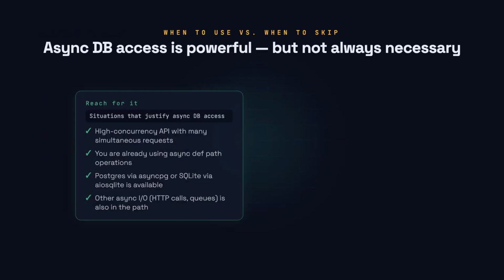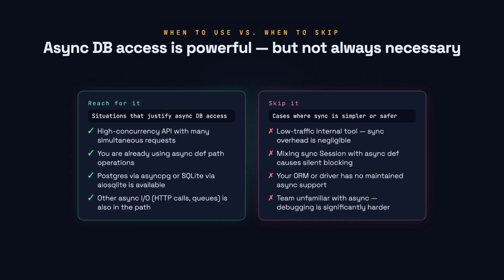Reach for async database access when your API expects real concurrency, and you are already writing async path operations. The two must go together. It also shines when a single request does multiple I/O operations, like a database query followed by an external HTTP call. Skip it when the app is low traffic, when your driver has no async support, or when your team is not yet comfortable debugging async code. A sync session accidentally used inside an async path operation blocks silently and is painful to trace.